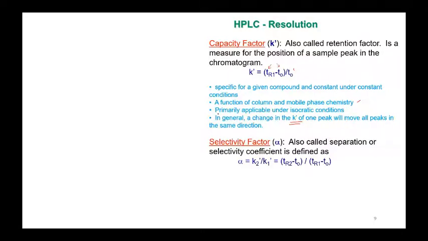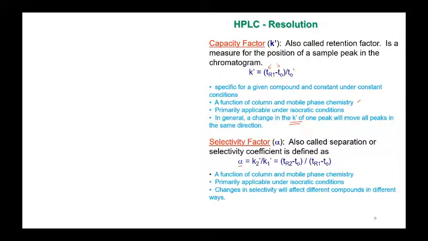So we have another terminology, the selectivity factor, also called separation or selectivity coefficient, indicated as alpha, and alpha is K2 prime by K1 prime. That means you have two components and their relative position. The K2 comes later, so it is K2 by K1, it's not K1 by K2, it is K2 by K1, which is expressed as alpha, which is termed as the selectivity factor.